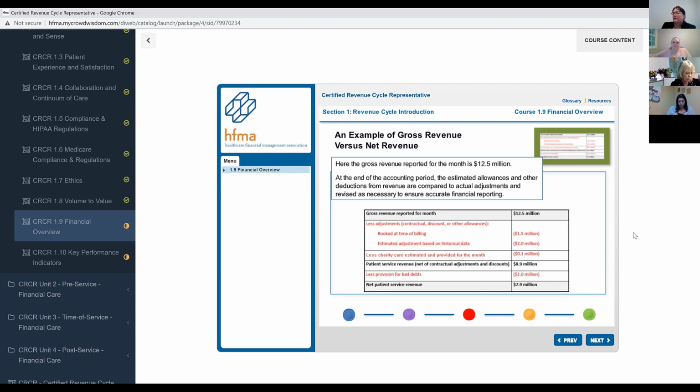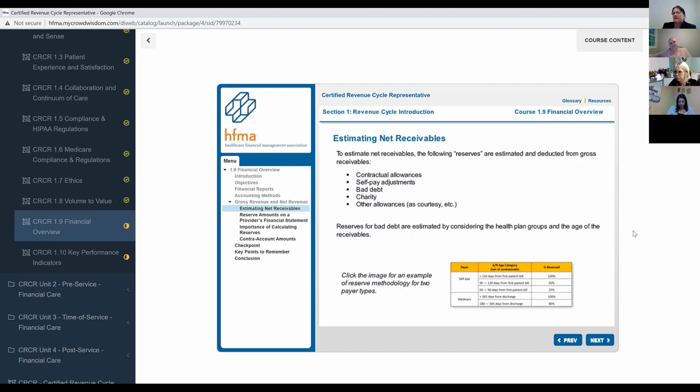So now offsetting the revenue side is the receivable side. They go hand in hand. That's the matching principle: what gets recorded on our income statement also gets recorded on our balance sheet until the time of actual collection. And again, what reduces our gross receivable amount is in the same manner as what reduces our revenue amount. We have our contractual allowances, any self-pay adjustments, our bad debt reserves, charity care, and then other allowances that we might have to take into consideration.